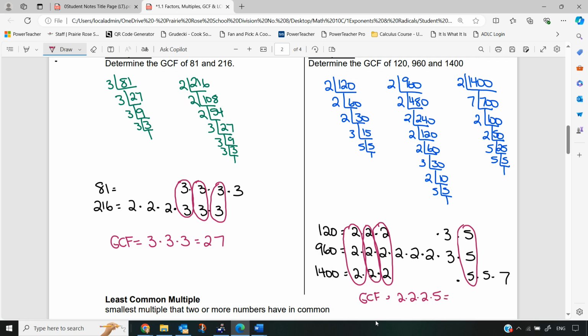So 2 cubed is 8. 8 times 5 is 40. So the GCF for those three numbers is 40. Now, before we move on to least common multiple, I want to show you an alternative way, using a variation of the upside down birthday cake, that you can also do GCF. So I'm just going to erase this here, and then we're going to go through the alternative method.